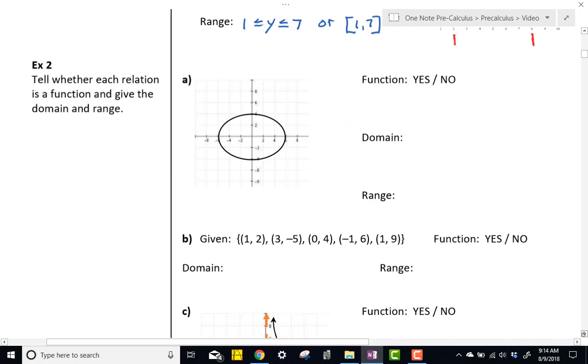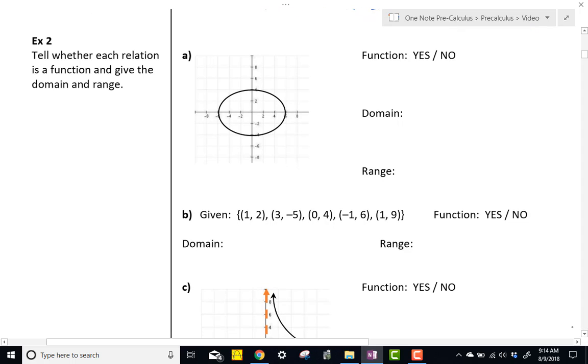So let's take a look at a few examples, okay? So it says tell whether each relation is a function and give the domain and range, okay? So the first thing I notice on letter A, is it a function? Oh, no, it's not. Fails vertical line test. All right? So easiest two places to see that, 0, 4 and 0, -4. Two x's that have different y values. So that tells me right away it's not a function.